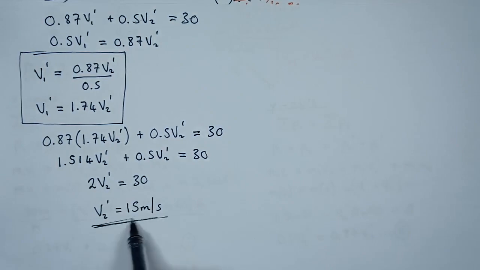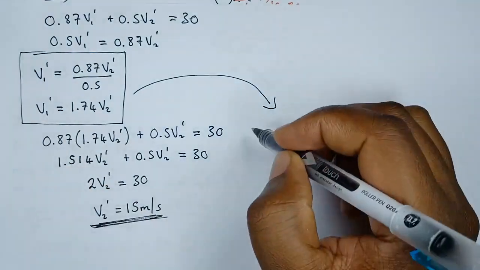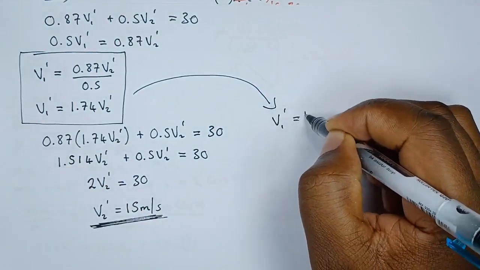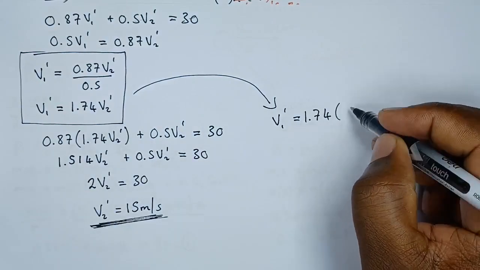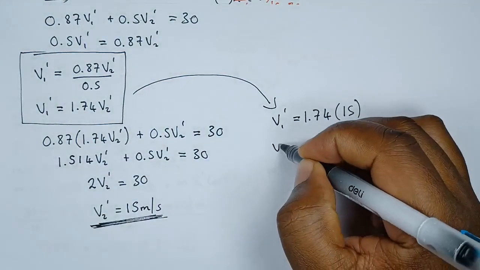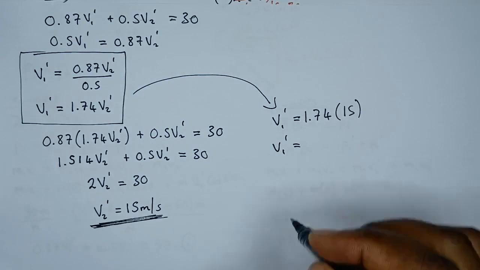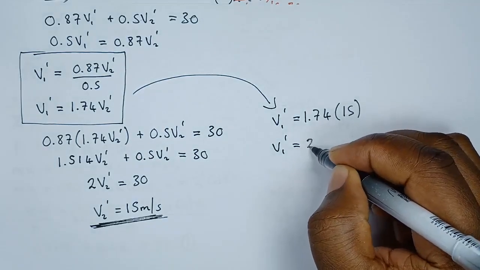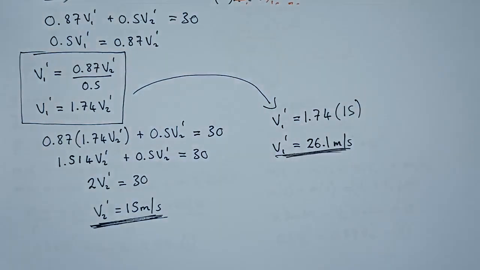So now that I have v2 prime, I can easily find v1 prime using the subject of the formula. So v1 prime is equal to 1.74. Here where there's v2 prime, I'm going to put the value 15, because I'm just using this value that I've gotten here. So 1.74 multiplied by 15. So the velocity here is 26.1 meters per second, or we can just leave it as 26. So these are the two velocities that we're looking for.